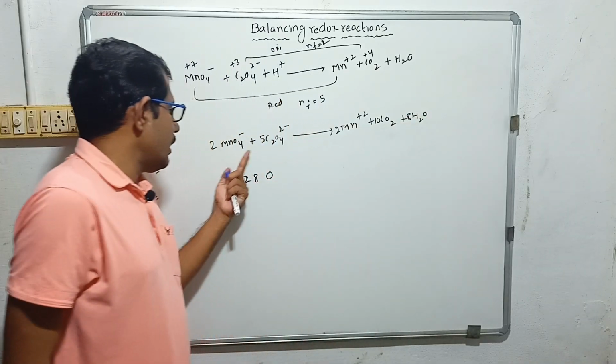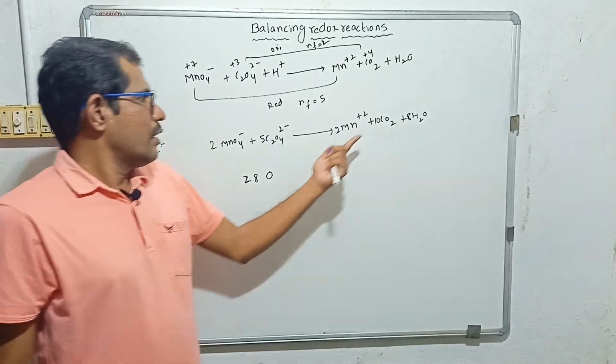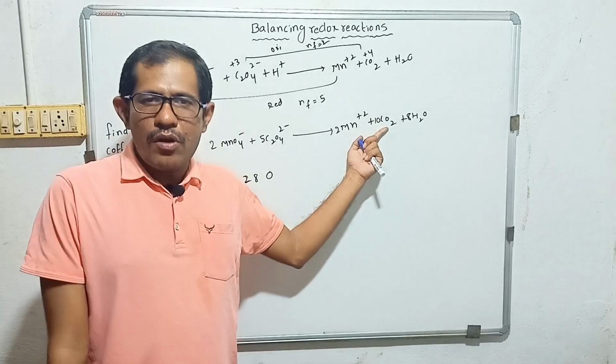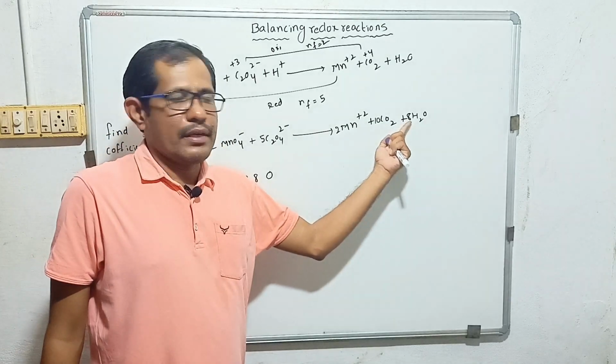I repeat, here 28 oxygen atoms are there. Here 20 oxygen atoms are there. I need 8 more oxygen atoms, so I put 8 H2O over here.